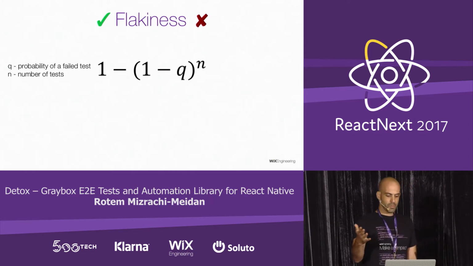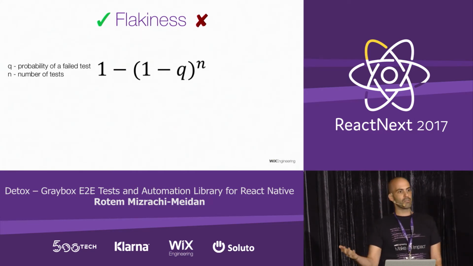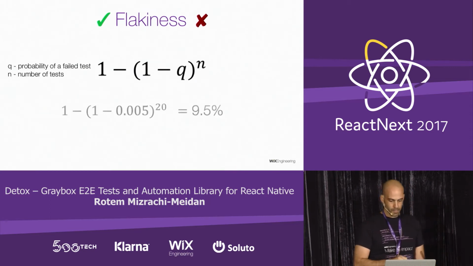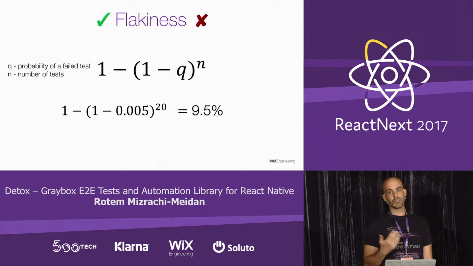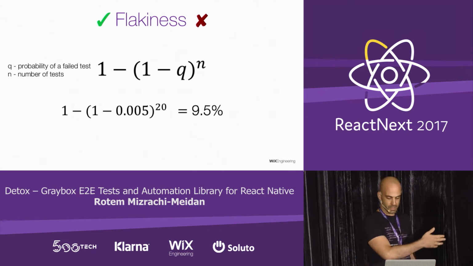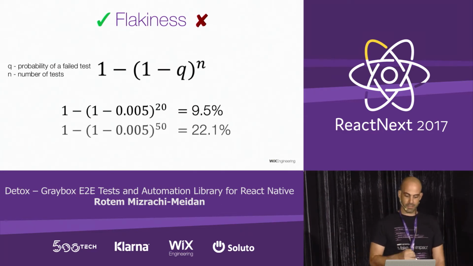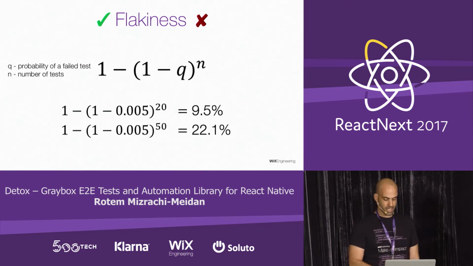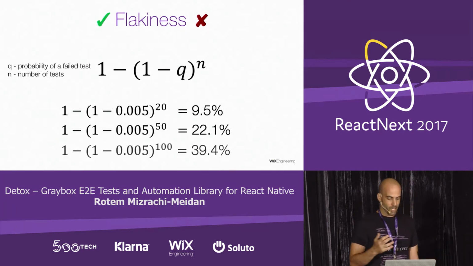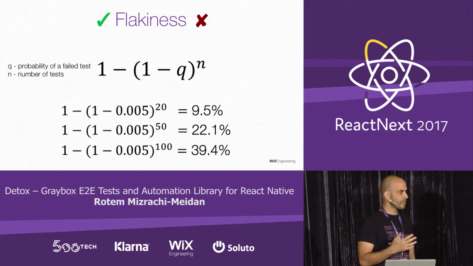So let's assume a test is flaky just 0.5% of the time. If we have 20 tests, then about 10% of our test suites, about test runs on CI, fail. If you have 50 tests, it's about 20%. If we have 100 tests, well, you get the point. It's very unreliable.